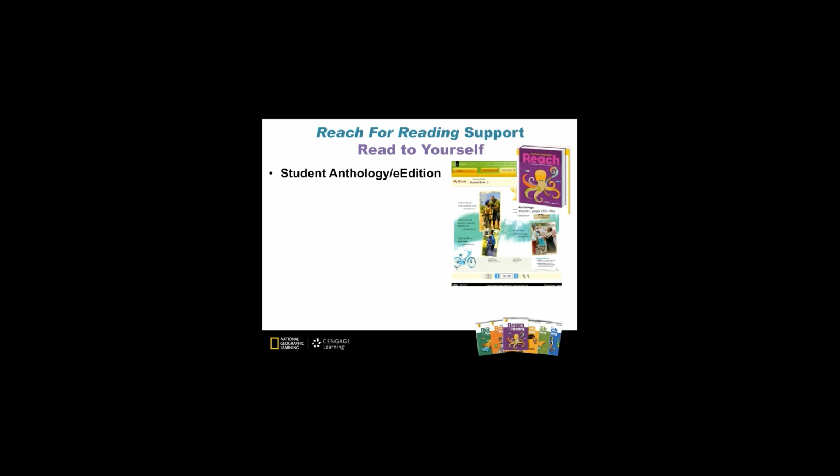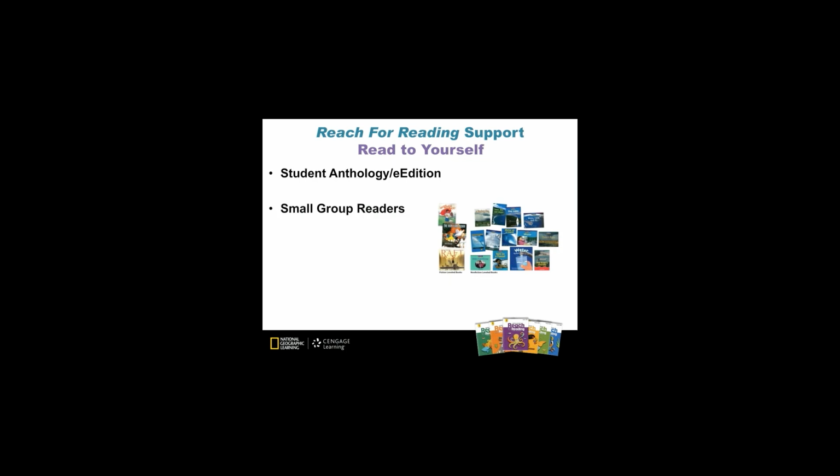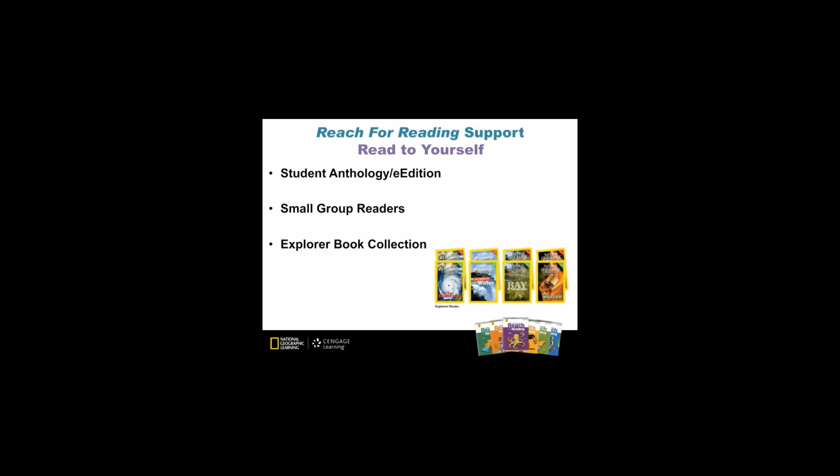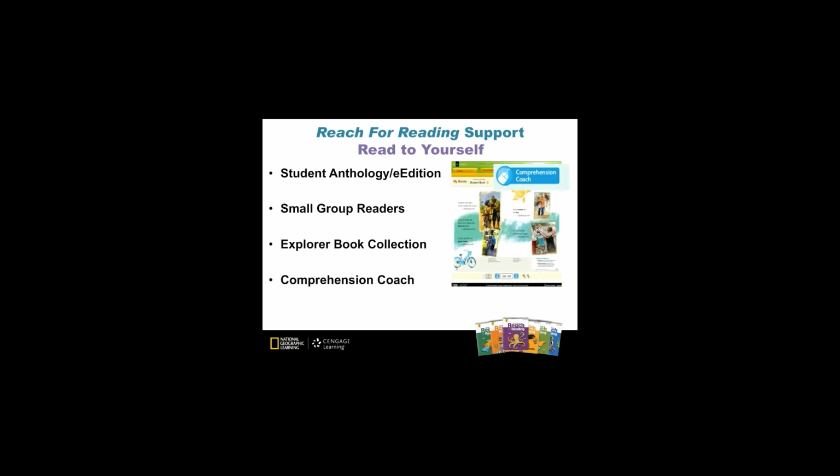Resources from Reach for Reading that teachers could consider for this one are the Student Anthology and e-book, the small group readers. There are 100 fiction and nonfiction selections at each grade level. At grades 3 through 5, we have the Explorer book collection. There are 32 titles available at 2 different reading levels. And we have the Comprehension Coach, where students can actually go in and record their own reading.